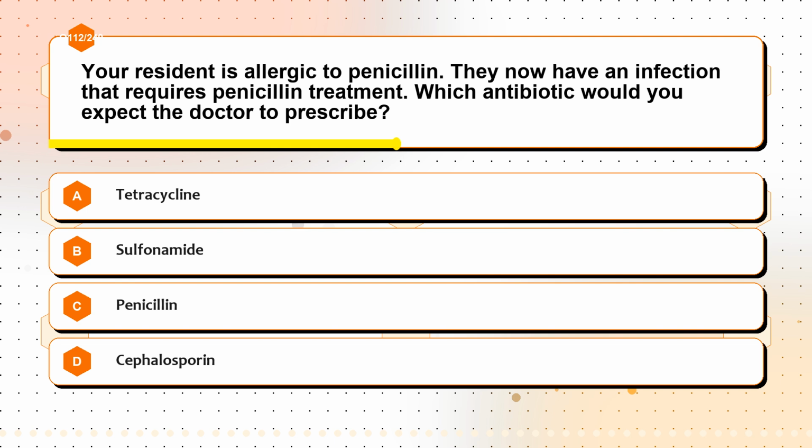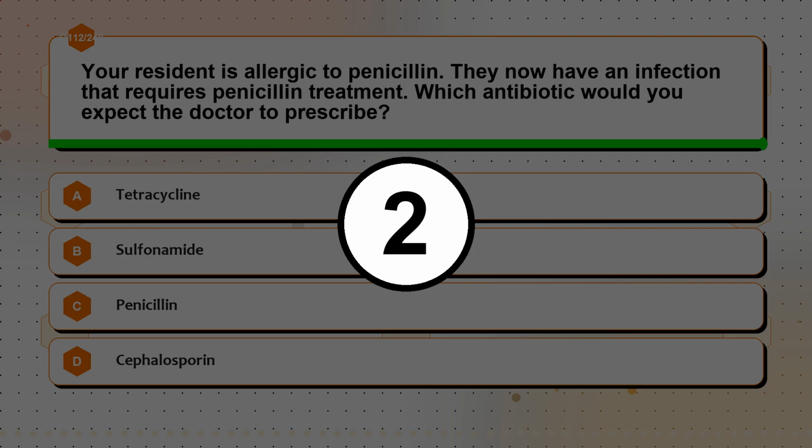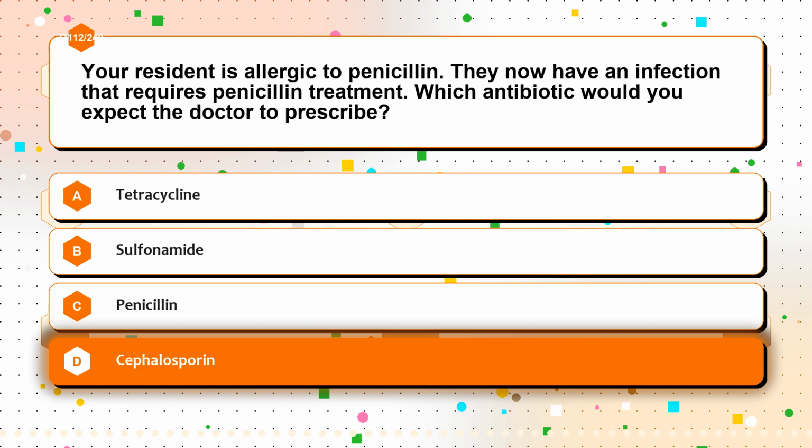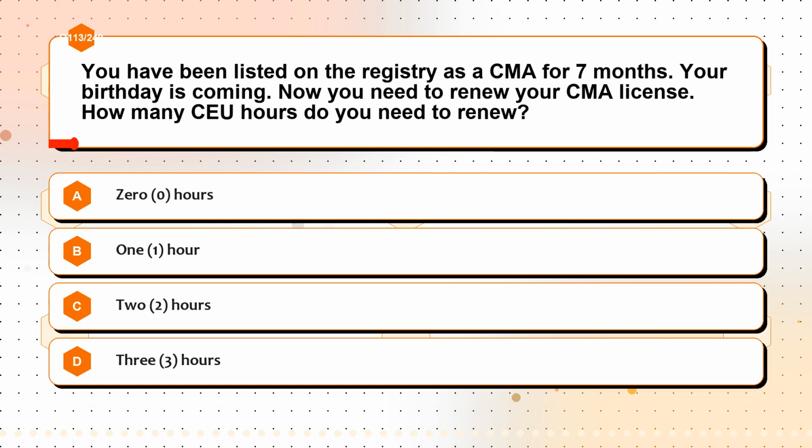Here are the options. Option A, tetracycline. Option B, sulfonamide. Option C, penicillin. Option D, cephalosporin. The correct answer is option D, cephalosporin.